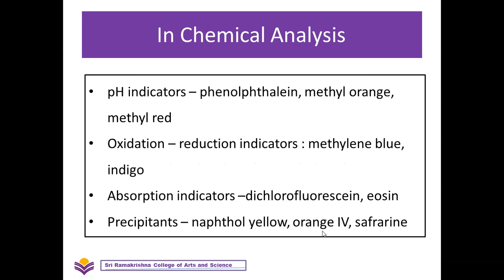bactericides. In chemical analysis, dyes are used as most of the indicators, like pH indicators, oxidation-reduction indicators, absorption and precipitant indicators. In pH indicators: phenolphthalein, methyl orange and methyl red. Then oxidation-reduction indicators: methylene blue and indigo are used. Then absorption indicators: dichlorofluorescein and eosin. Precipitant indicators: naphthol yellow, orange 4 and saffron.